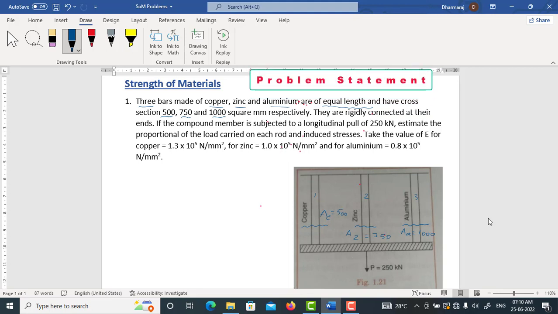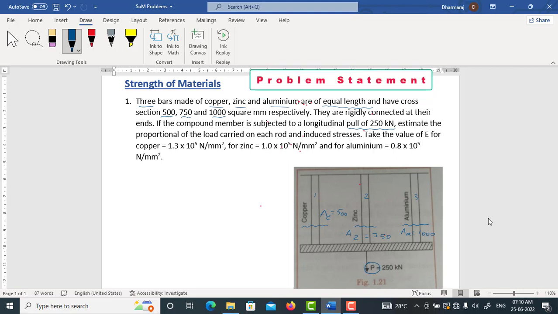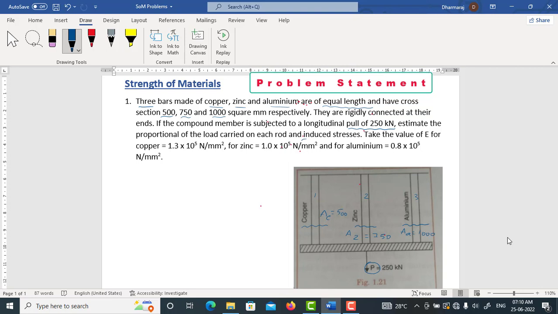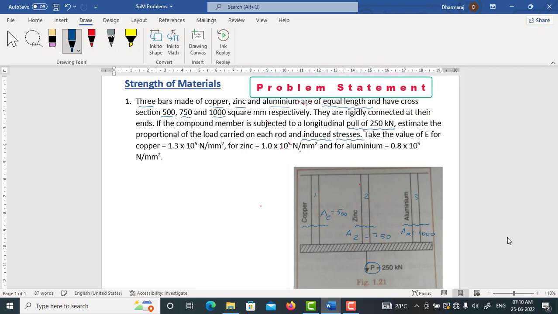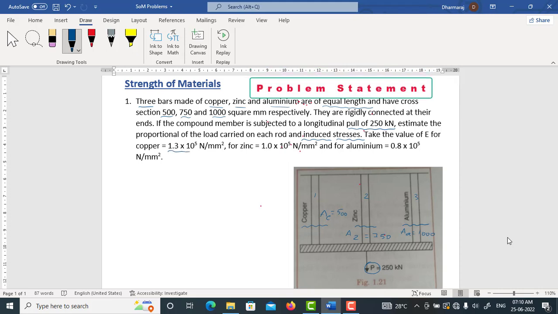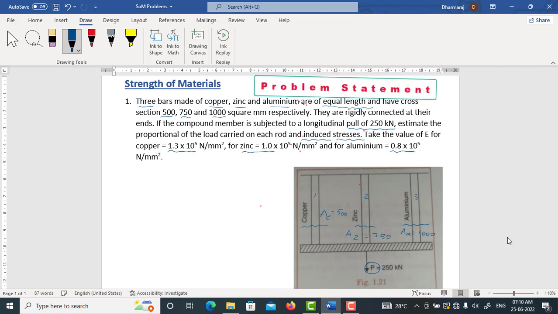They are rigidly connected at their ends. If the compound bar is subjected to a longitudinal pull of 250 kilonewton, we have to estimate the load carried by each rod and the induced stresses. The Young's modulus for copper, zinc and aluminum has been given.